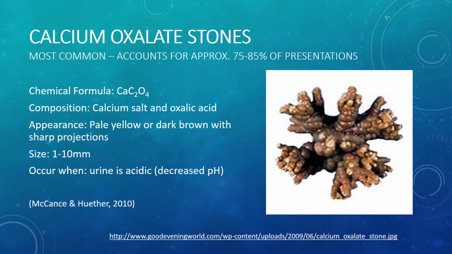Calcium oxalate stones are the most common, accounting for approximately 85% of presentations to hospitals. Calcium oxalate stones are created when calcium and oxalic acid are combined. Calcium is a highly abundant atom found in urine, and when introduced to oxalate, a charged ion and strongly acidic waste product that the kidneys remove, the two combine by an attraction of their matching and opposite charges.